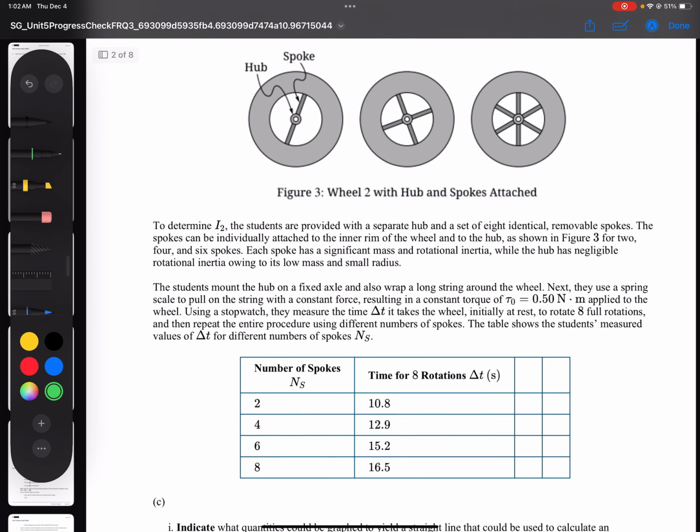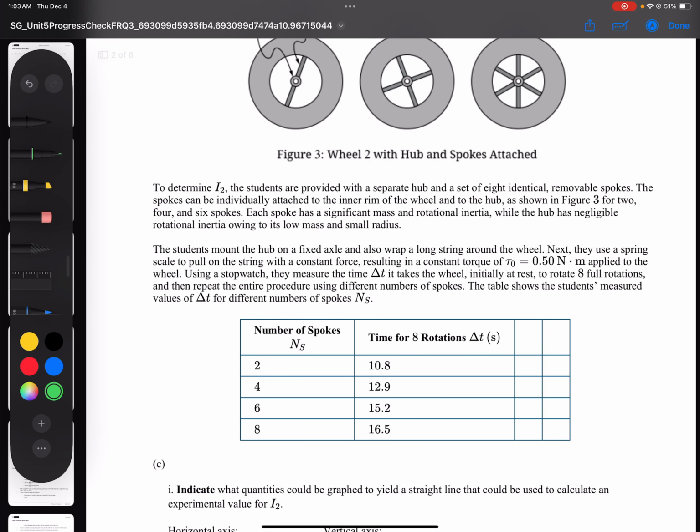And the way they're going to do that is they're going to measure the amount of time it takes for 8 rotations. So they apply a constant torque in each of these experiments, right? So they hold the torque constant, and they're just going to measure the amount of time it takes to accelerate and rotate up to 8 full rotations, right? So as the number of spokes increases for a constant torque of 0.5, it's going to take more time for it to reach 8 rotations.